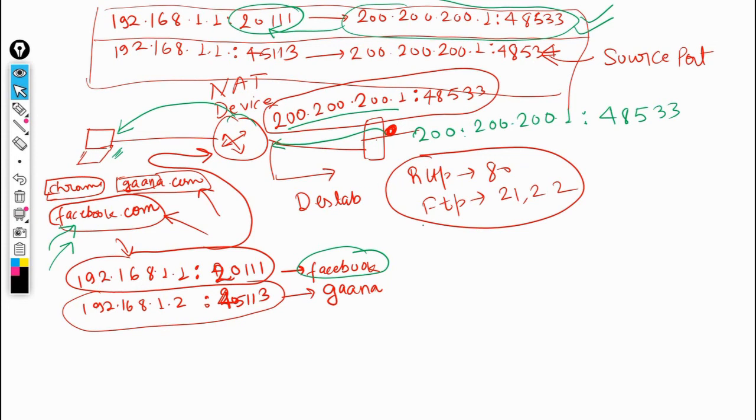So that was sufficient for the theory part. Now we will go for the configuration in Packet Tracer. Okay, let's move to the configuration part.